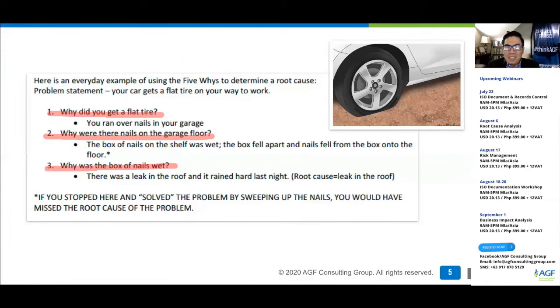Ma'am Giselle said the root cause is the hole on the roof. Ma'am Vivian Abueva said, no, not yet, not the root cause. All right? I completely agree with all of you. Lack of maintenance, according to Ma'am Vivian Abueva, is the root cause. So if you stop here and solve the problem by sweeping up the nails, you would have missed the root cause of the problem, right? So common sense would say that, hey, maybe there's something more to this. Why was the roof leaking?